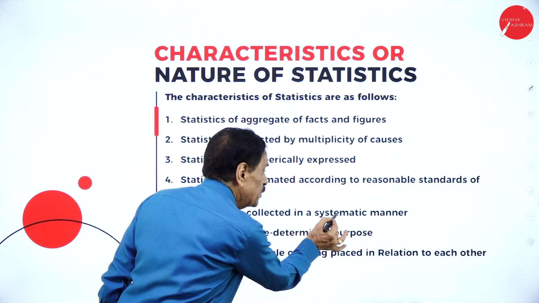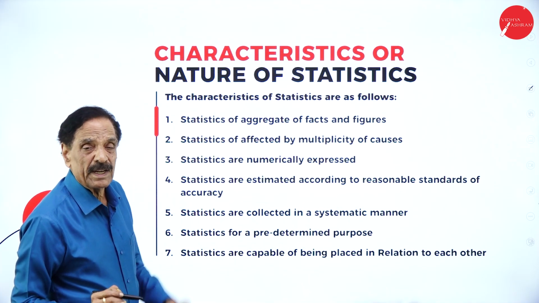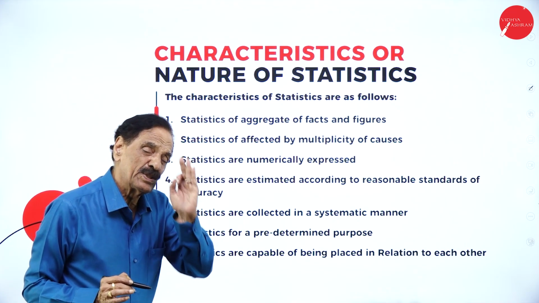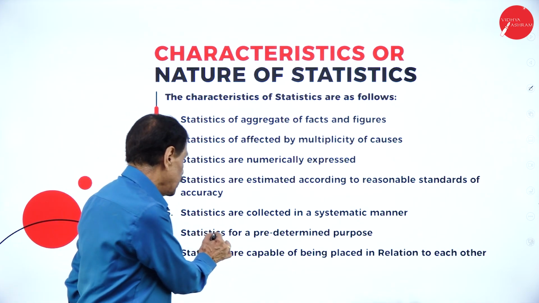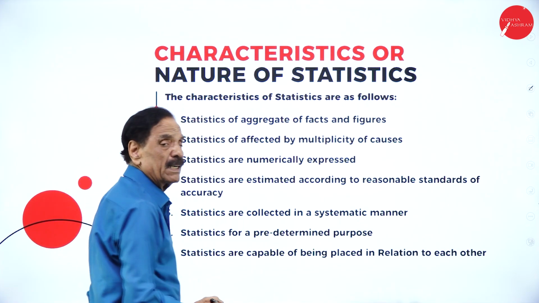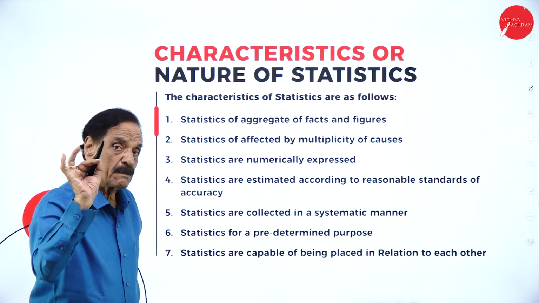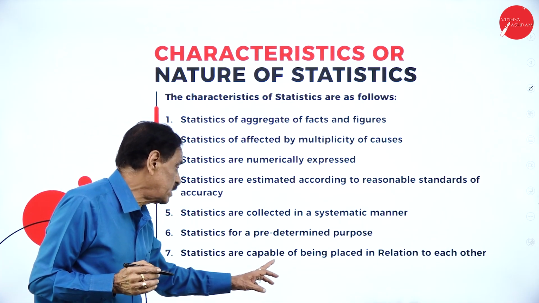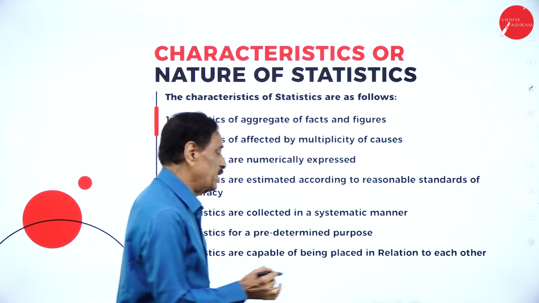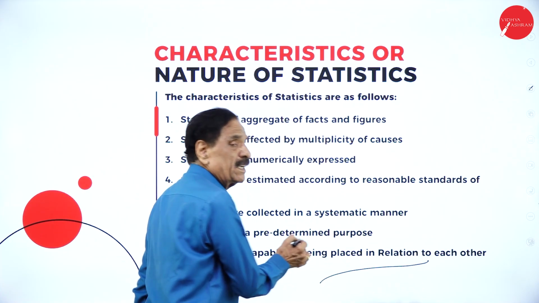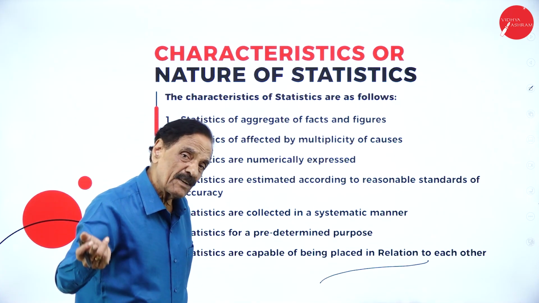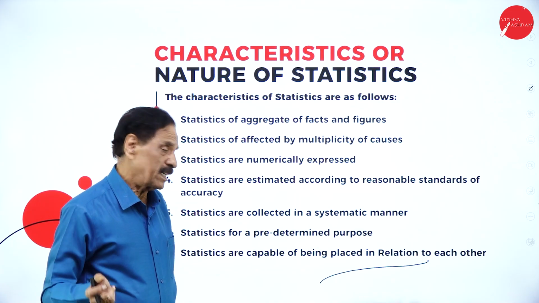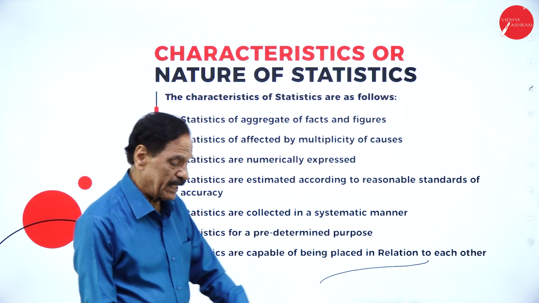Statistics are collected in a systematic way. So here numbers are collected in a systematic manner. Statistics are for a predetermined purpose. It is used for the predetermined purpose. Statistics are capable of being placed in relation to each other. They compare one figure to another figure, one data to another data. It goes on in statistics.